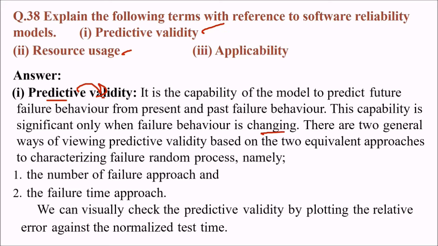There are two general ways of viewing predictive validity, which are based on two current approaches to characterizing the failure random process. First is the number of failures approach, and the other is the failure time approach. We can visually check the predictive validity by plotting the relative error against the normalized time.